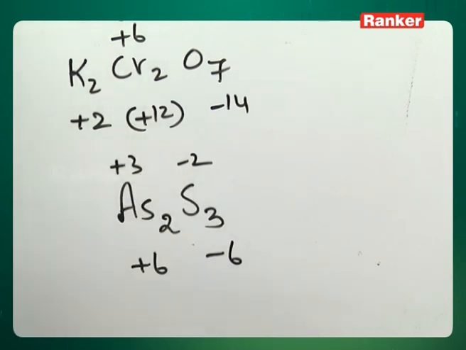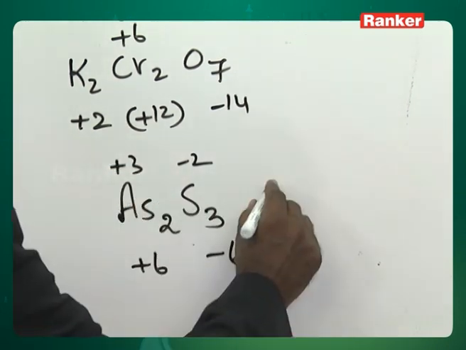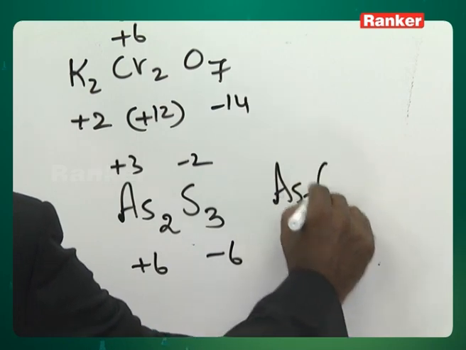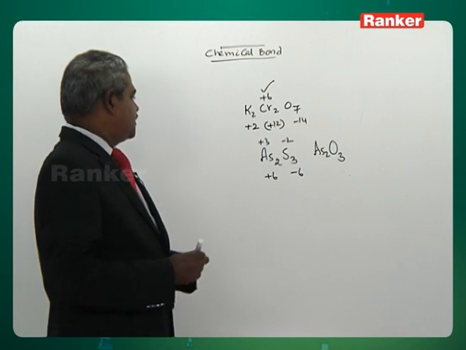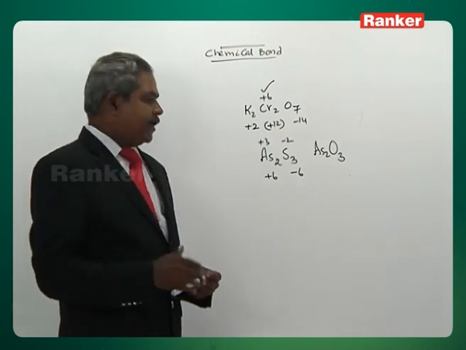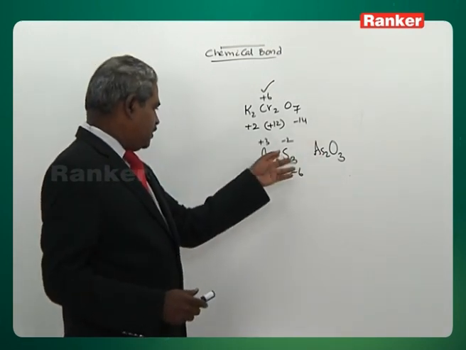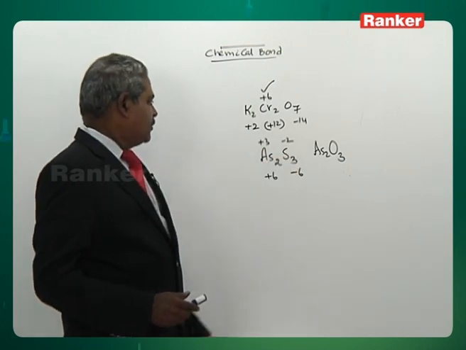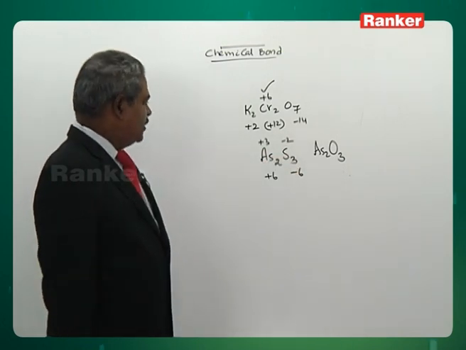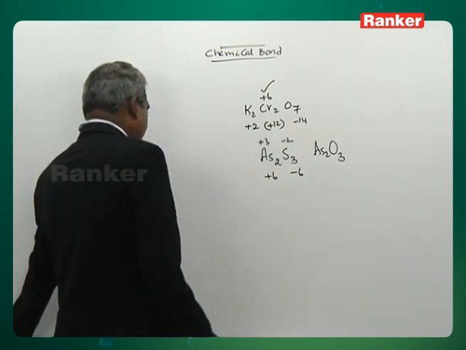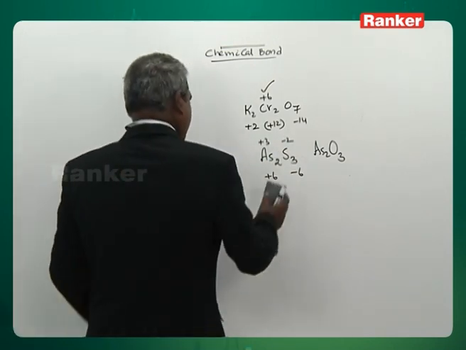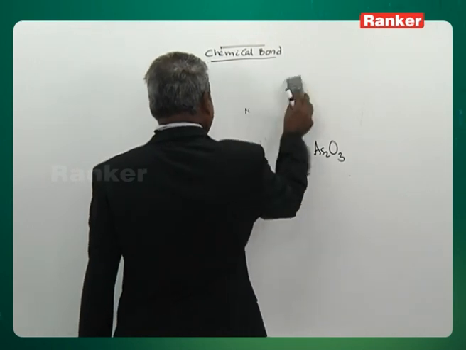Arsenic plus 3. It is like arsenic oxide. It is similar to As2O3. So, whenever there is a question on As2S3 sulfide, you just talk about As2O3. You see oxygen and sulfur, because they belong to the same group. So, since oxygen is minus 2, sulfur also generally minus 2. Very rarely it is minus 1, in a compound called persulfide.